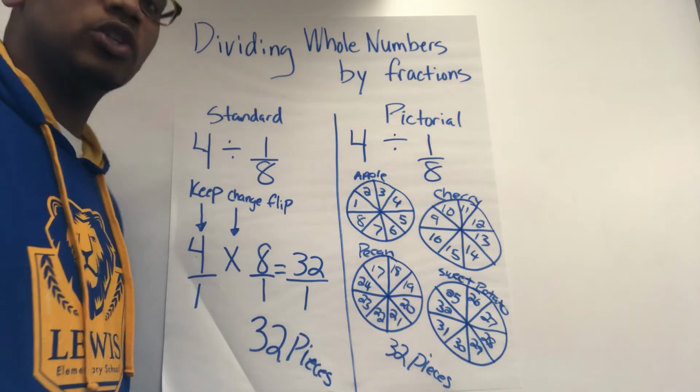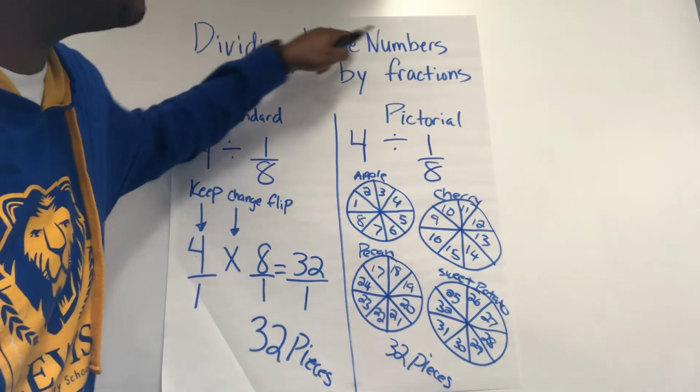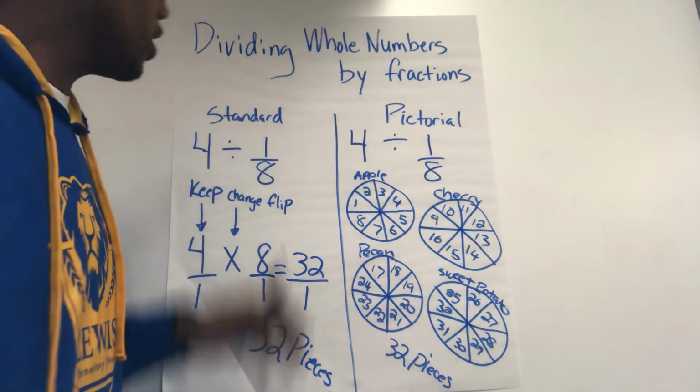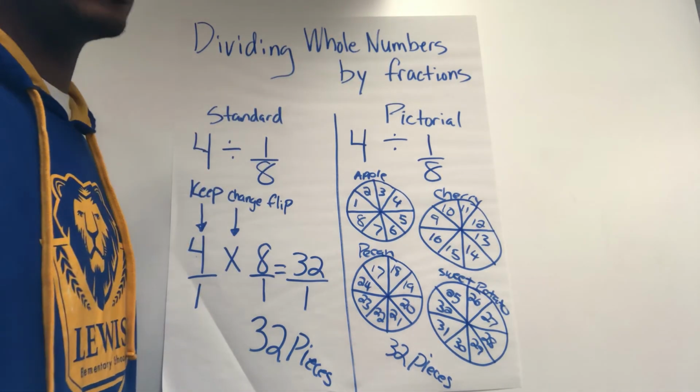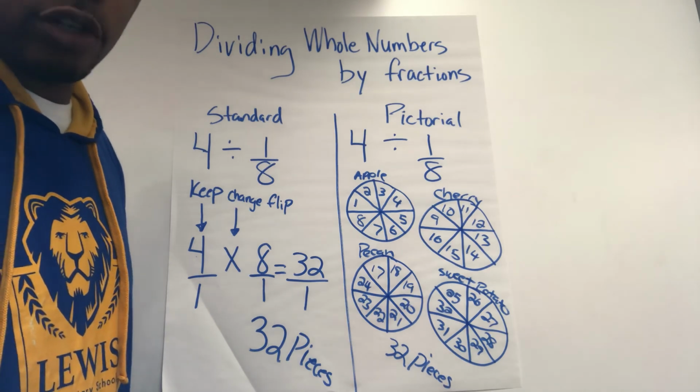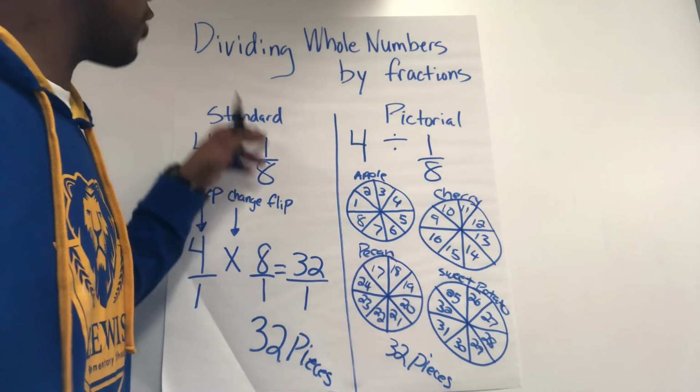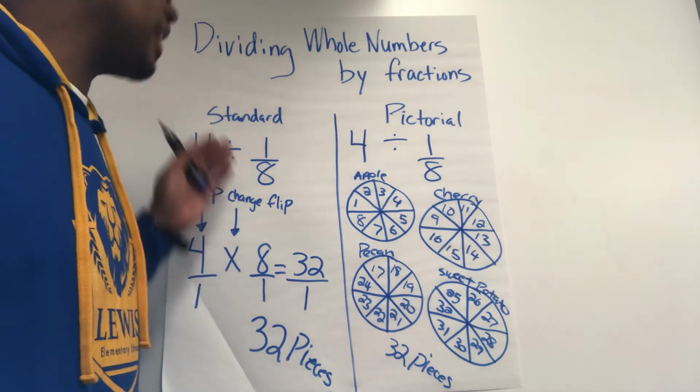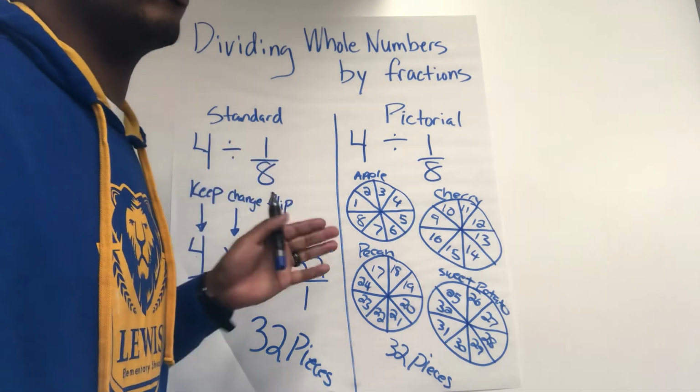Again, this is Mr. Traham. This is dividing whole numbers by fractions, when your total is a whole number that you had to begin with, and the groups that you're partitioning it into are a fraction. Or you're separating that whole number into fractional groups.